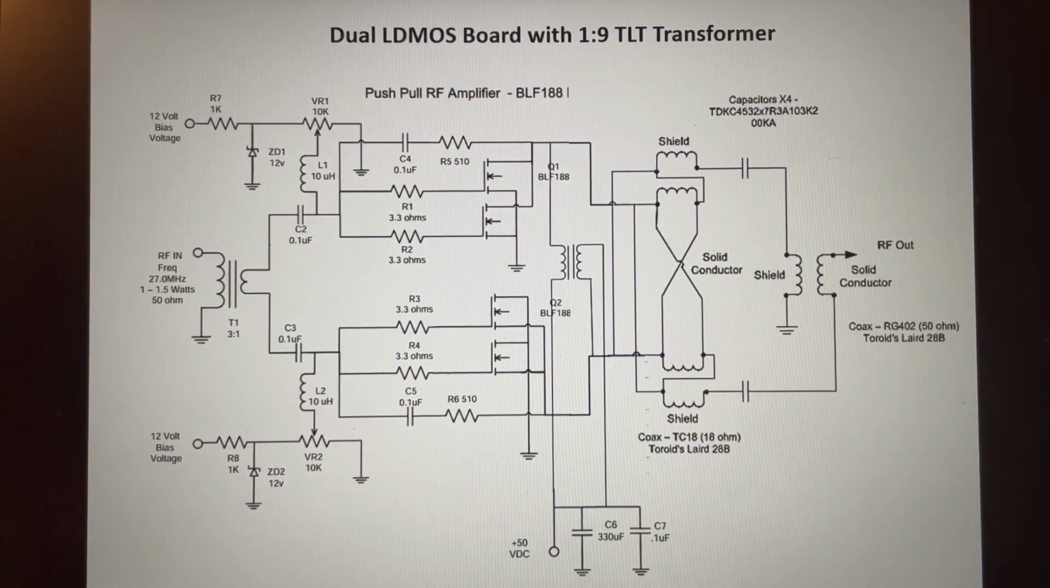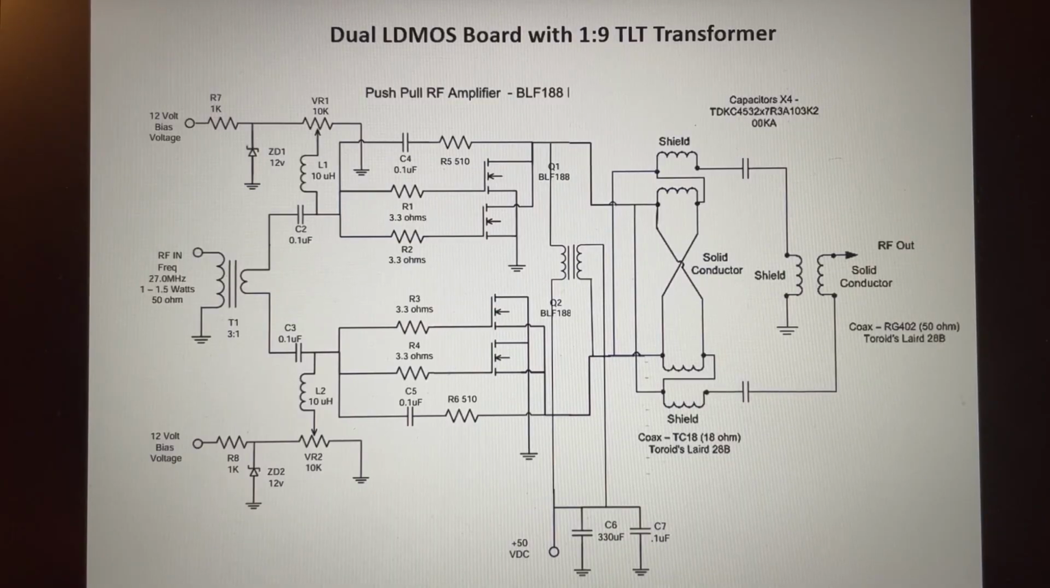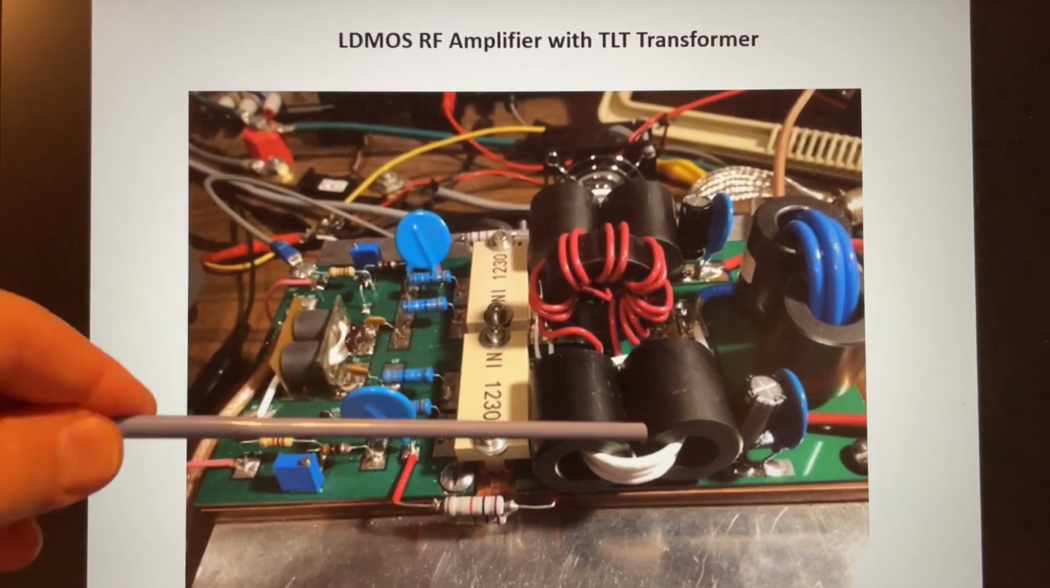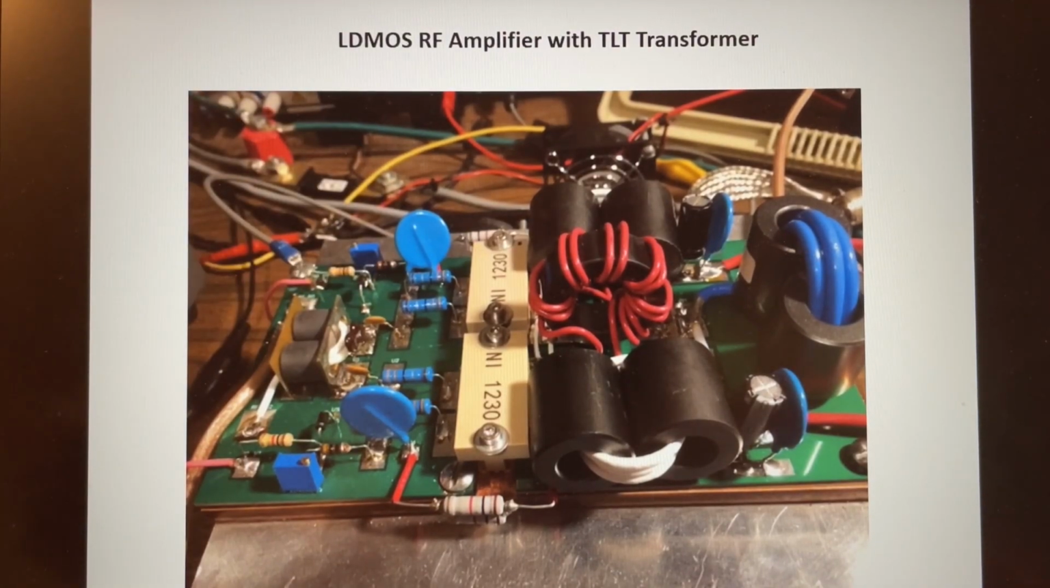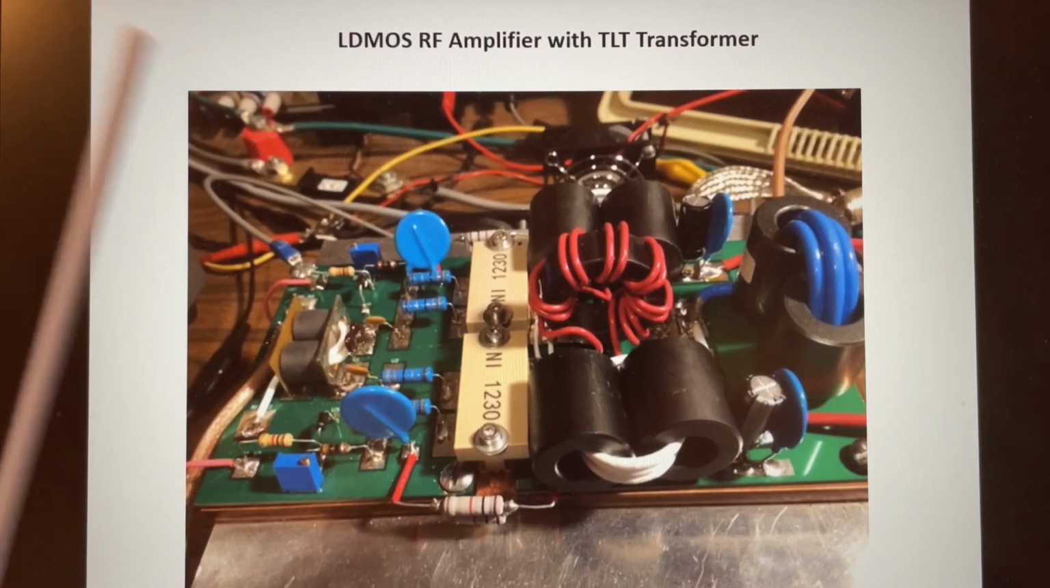Okay, so the last part of the presentation, I'm going to look at my dual LDMOS board with the 1-to-9 TLT, and we're going to do some benchmarking against the Amplion board. So this is with a BLF188. This is the TLT that we've been working on. And here's the actual board with the transmission line transformer. And this has got two BLF188s. I'm just using these clamps. This is only for testing in the lab, so these clamps are okay. They're not made for continuous duty, so I just wanted to point that out.